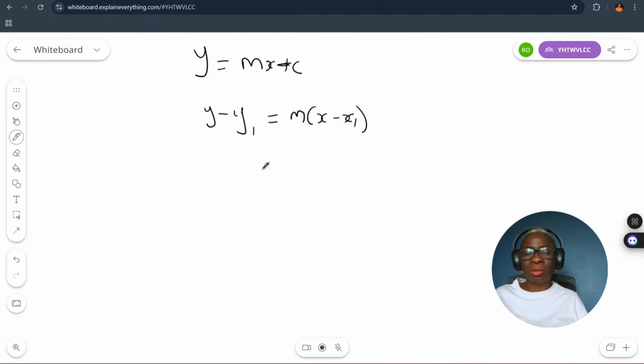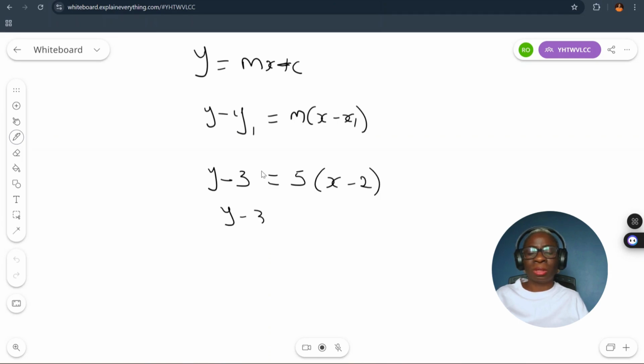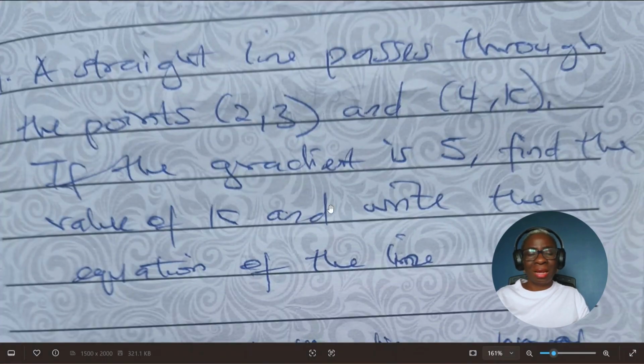So we substitute that into the equation so that we have y minus y1, y1 is 3, equals m is 5 bracket x minus 2, so that we have y minus 3 equals 5x minus 10. So y will be equal to 5x minus 7. When negative 3 goes to the other side, it becomes positive. So this is the equation of the line for this question.